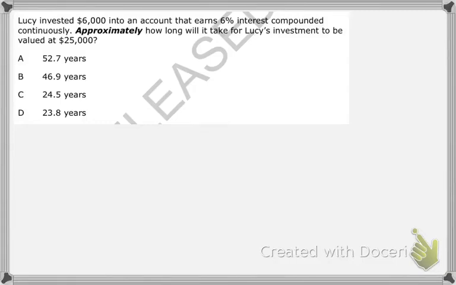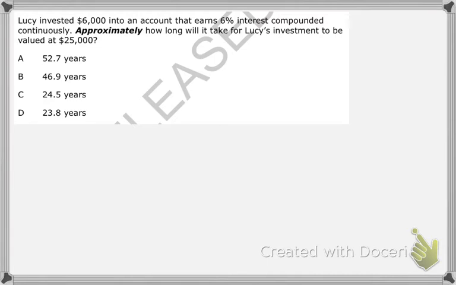All right, so this is review 1, question 4. It says Lucy invested $6,000 into an account that earns 6% interest compounded continuously. Approximately how long will it take for Lucy's investment to be valued at $25,000?